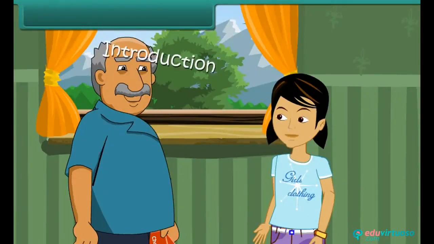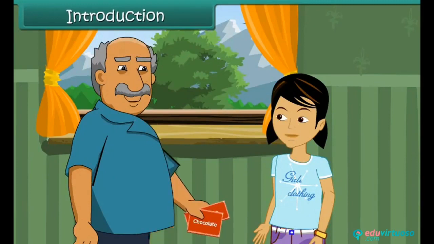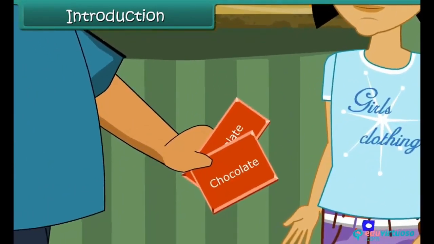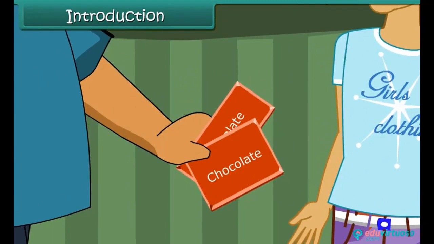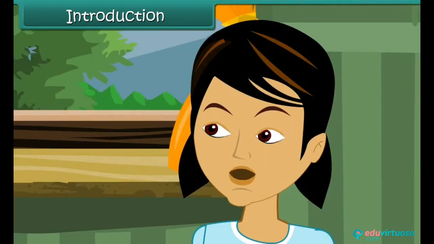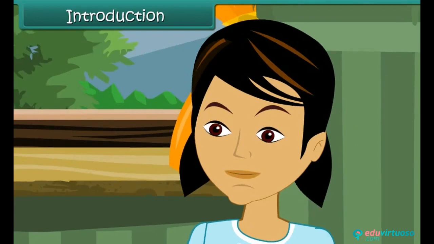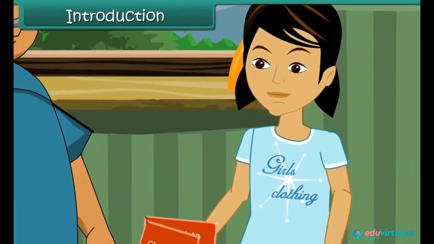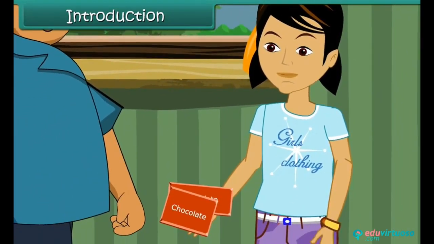Introduction. One day Sonia's uncle gave 2 chocolates to Sonia and said, "Sonia, the bigger chocolate is for you and the smaller one is for your younger brother." Sonia could not make out which of the 2 chocolates was bigger. Which chocolate should I eat and which one should I give to Rohan? Friends, can you help Sonia in deciding which chocolate is bigger and which one is smaller? Come, let us find together the answers of such questions in the lesson Area and Perimeter.